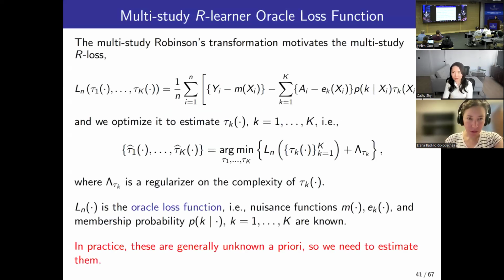From here, we can come up with the multi-study R-loss, which is shown here at the top of the screen. And we can optimize this loss, ln, to estimate tau 1 through tau k. So here, this capital lambda represents a regularizer on the complexity of tau k to mitigate overfitting. So ln represents the oracle loss function, meaning that the nuisance functions m, the EKs, and the membership probability PKs are known. In practice, that's typically not the case, so we need to estimate them from data.